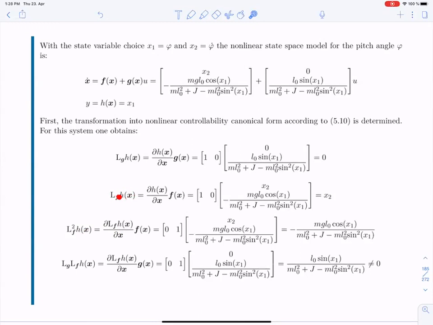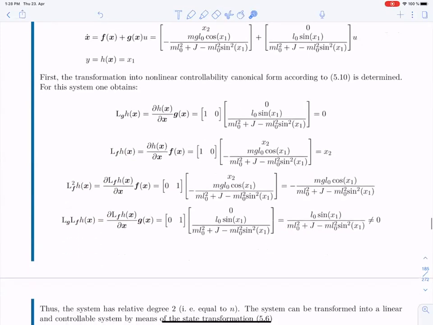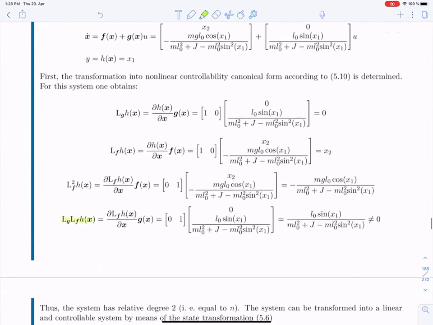So we have to take the gradient, which is 0, 1, multiplied by f, which is this one here, which gives us this expression here. And then there is this LgLfx, which is equal to this expression. As I mentioned before, whenever we compute this, let me highlight it, we have to check, because it shows up in the denominator of our control law, whether it could become 0.